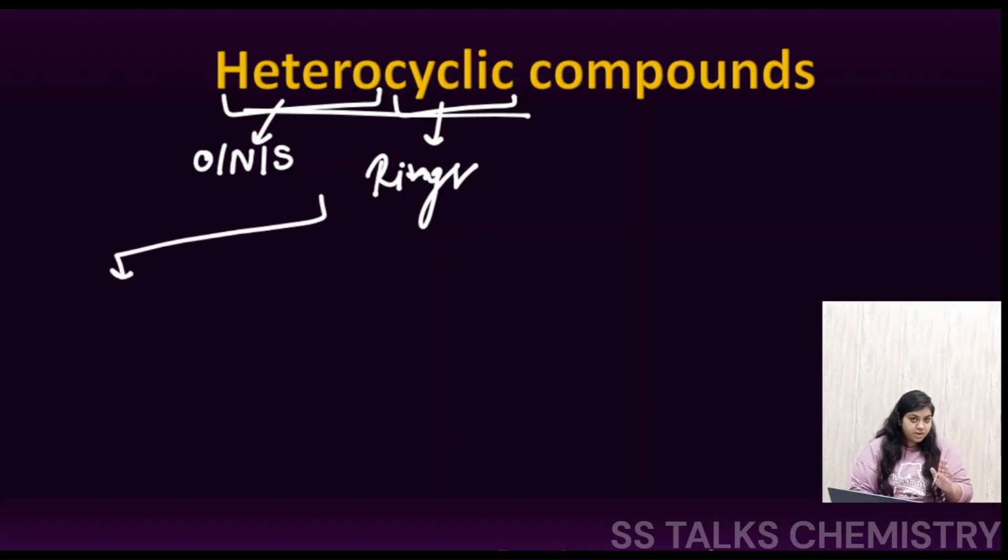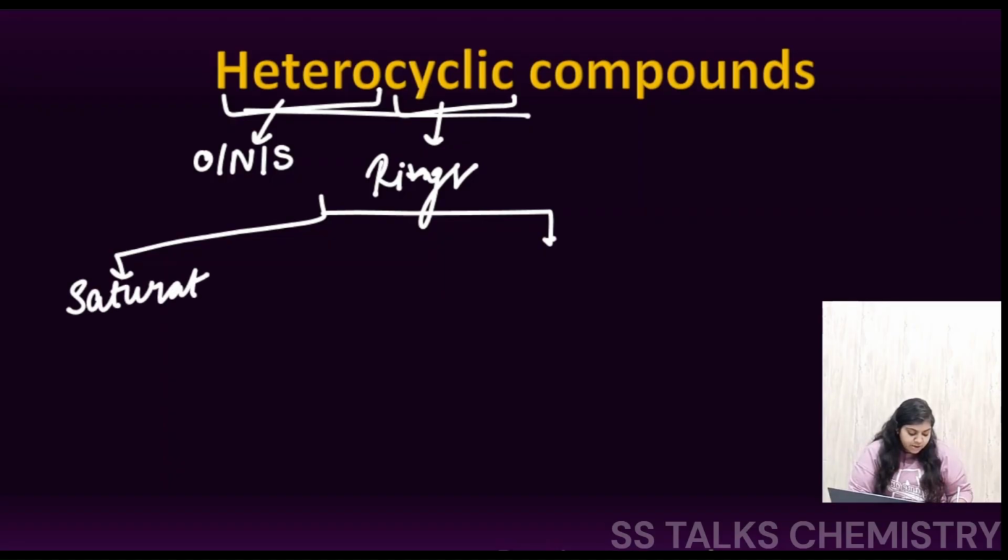Now, cyclic systems we are to consider, because cyclic means rings. Your rings could be saturated, in which the carbon-carbon bonds are single only, or the rings could contain double bonds, that is unsaturated, where generally they are aromatic compounds. So these two can be there. That means, based upon that, we can classify heterocyclic compounds as saturated heterocyclic compounds or aromatic heterocyclic compounds.